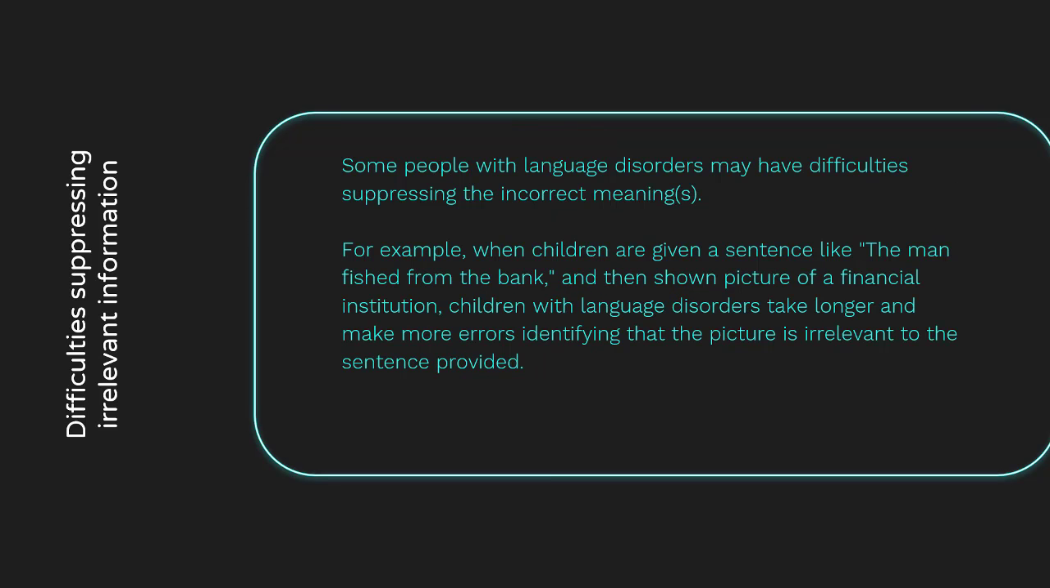Some people with language disorders may have difficulty suppressing the incorrect meanings of words. So, for example, when children are given a sentence like "the man fished from the bank," and then they're shown a picture of a financial institution, in other words, a financial bank, children with language disorders take longer and make more mistakes in identifying that that picture is actually irrelevant to the sentence they're provided. So in other words, they're focused more on the word than on the sentence, and that can be a real problem, particularly when you're looking at connected speech and texts and stories and so forth.